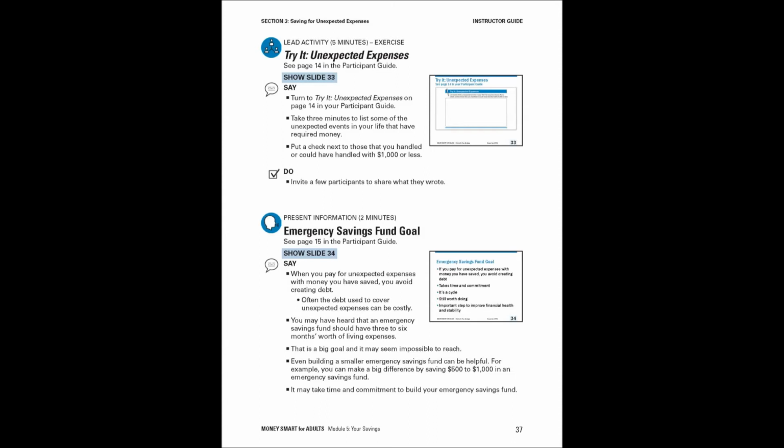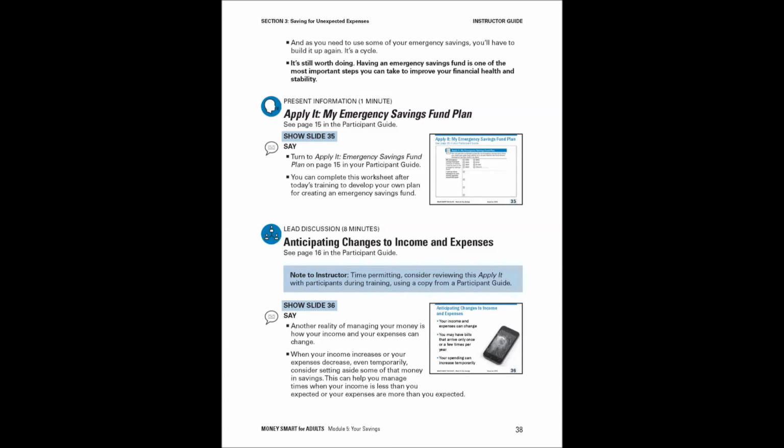So tell participants that they can actually make a big difference by just saving $500 to $1,000 in an emergency fund account. Share with participants that as they need to use their emergency savings, they'll have to build it up again through savings. It's a cycle. It's still worth doing. Having an emergency savings fund is one of the most important steps people can take to improve their financial health and stability.